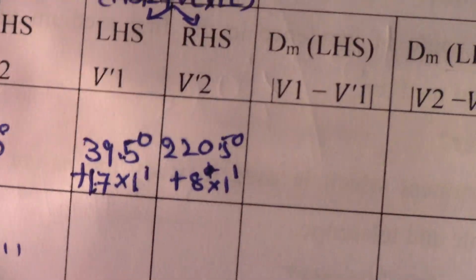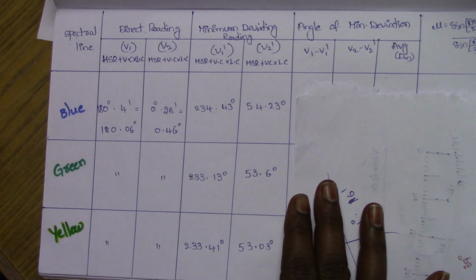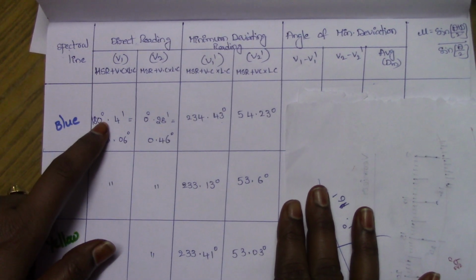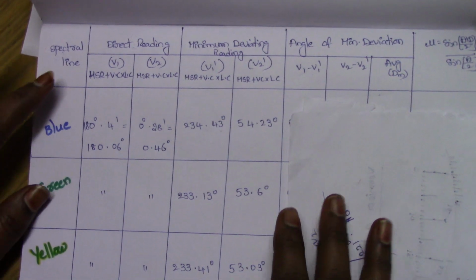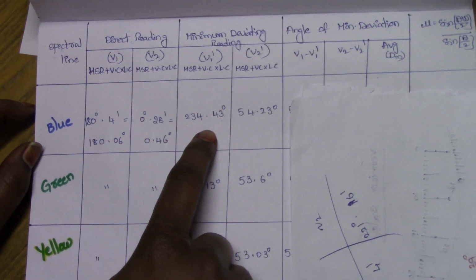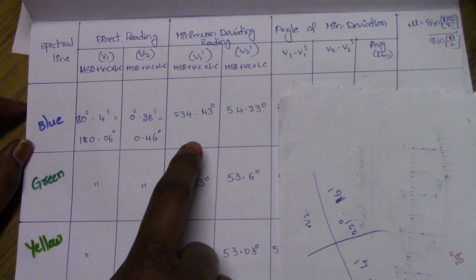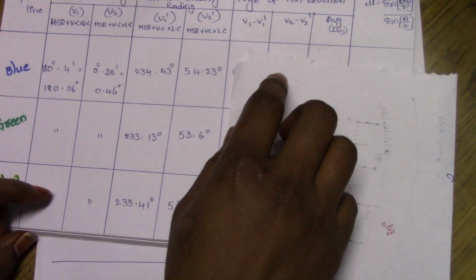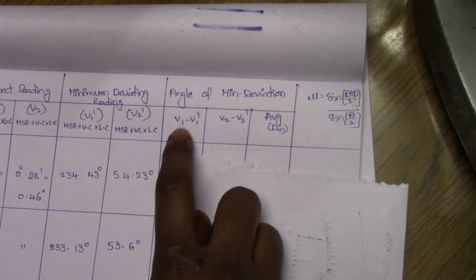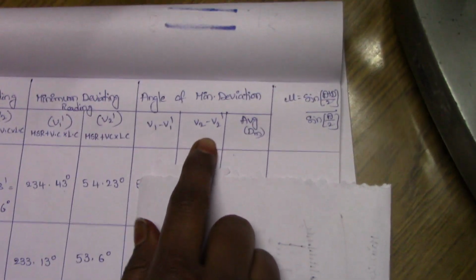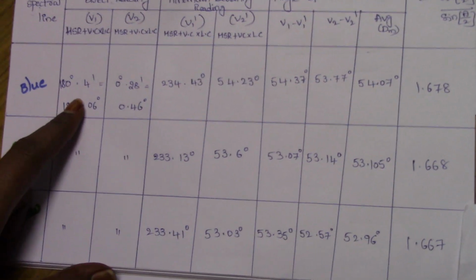Like that, you need to note down the vernier 1 and vernier 2 readings for various colors. These are the readings which I have taken already. This direct reading of V1 and V2 is common for all the colors, and then the minimum deviation readings, vernier 1 and vernier 2, for blue, green and yellow colors. Now you need to calculate D_m, the angle of minimum deviation. For that you need to take the vernier 1 minus vernier 1 dash difference and the vernier 2 minus vernier 2 dash difference.